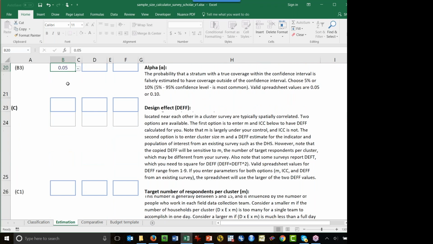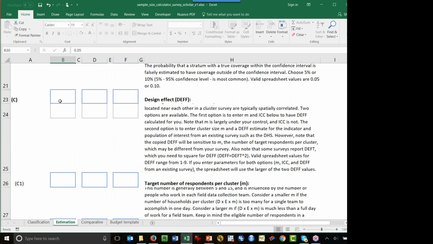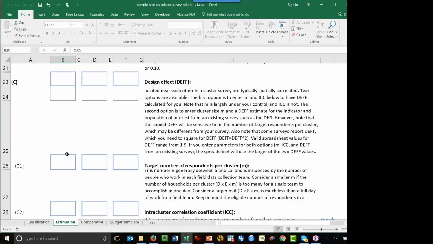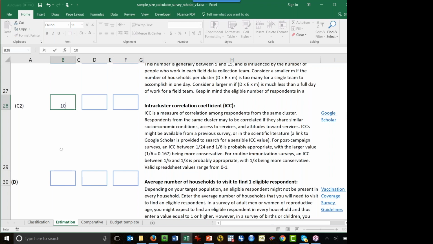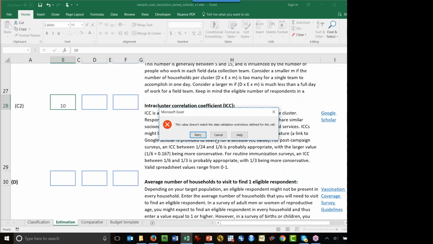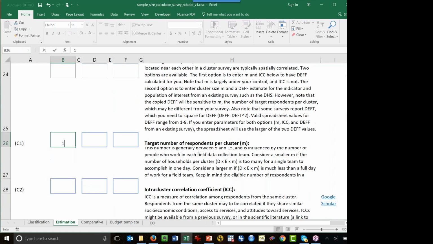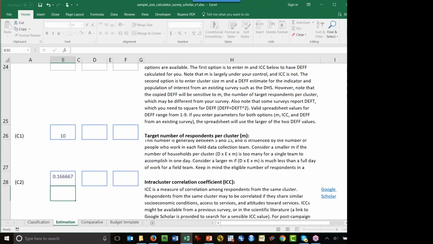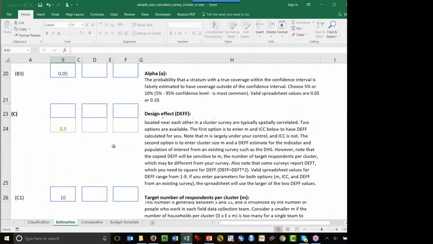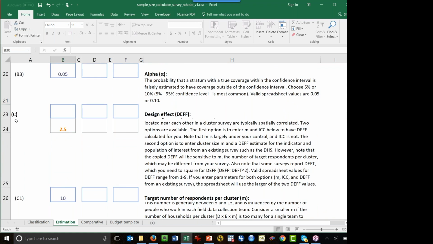To calculate the design effect, you can simply type it in if you know it, but if you want to calculate it, in this case, 10 respondents per cluster. And, oh, no, I used the wrong cell. This is 10 respondents per cluster. So there you saw a helpful error message. And here the ICC is 1/6. And this gives us our design effect. So that's value C.